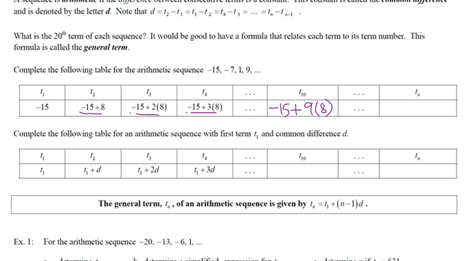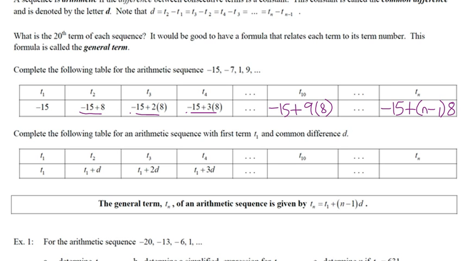And T sub n: how many 8s are we going to add? n minus 1 times 8, right? We're adding 1 fewer 8 than the term that we're on. That way the first term comes out as it is; we don't add anything to it. For the second term, we add one 8. For the third term, we add another 8 to that, or a total of two 8s, and so on.